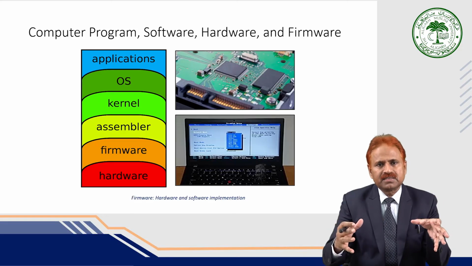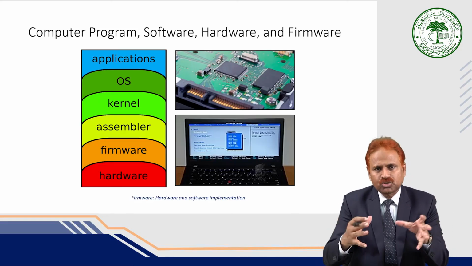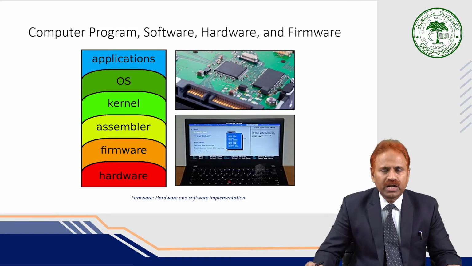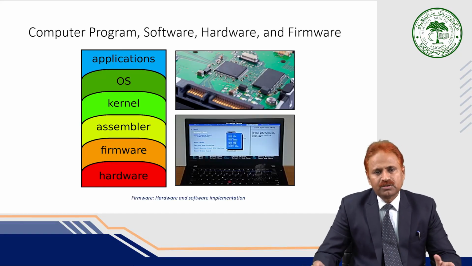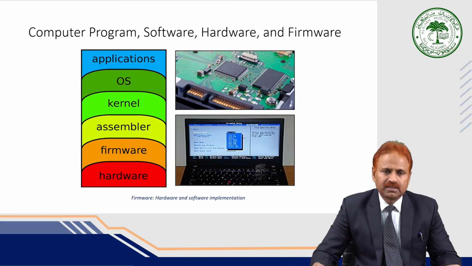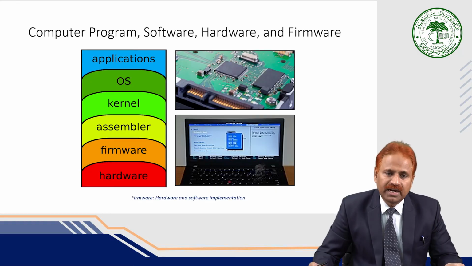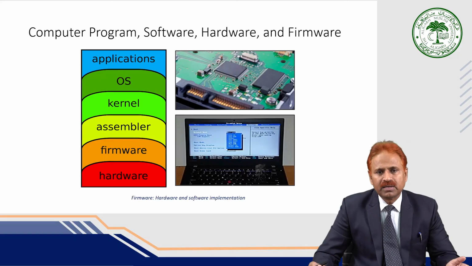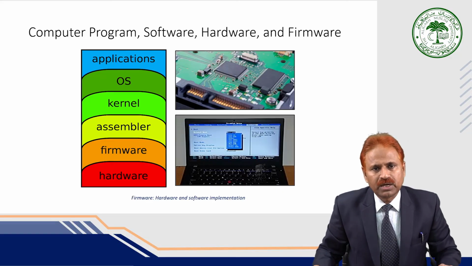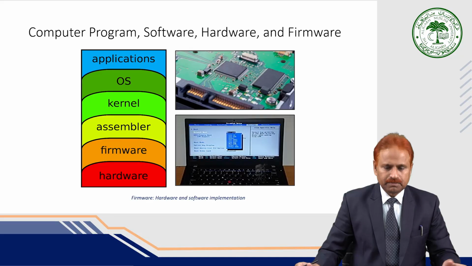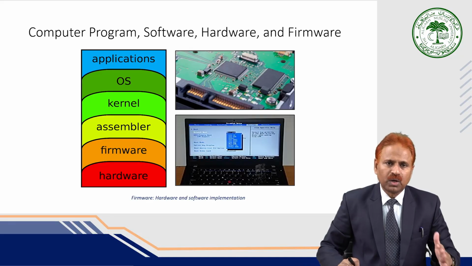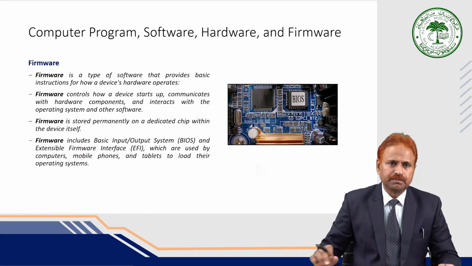So whatever instructions there are, we pass on the instructions to the machine through the application program, which is first interpreted by the OS, goes to the kernel, from the kernel it goes to the assembler, and from the assembler it goes to the firmware, which converts that instruction into a language which could be understood by the hardware, and the hardware accordingly sends back the response to the firmware, assembler, kernel, OS, and then it comes to the application program, which is then communicated to the user. So this is how things work in a computer system.